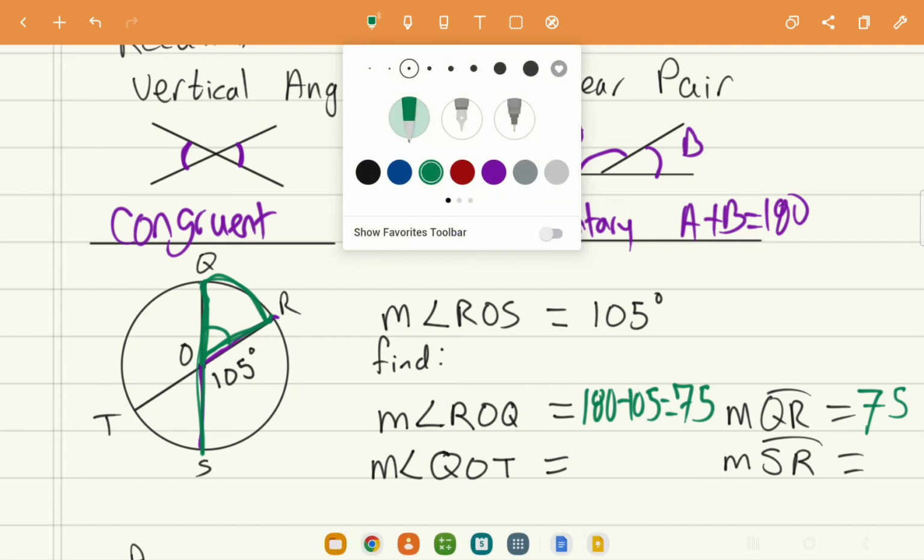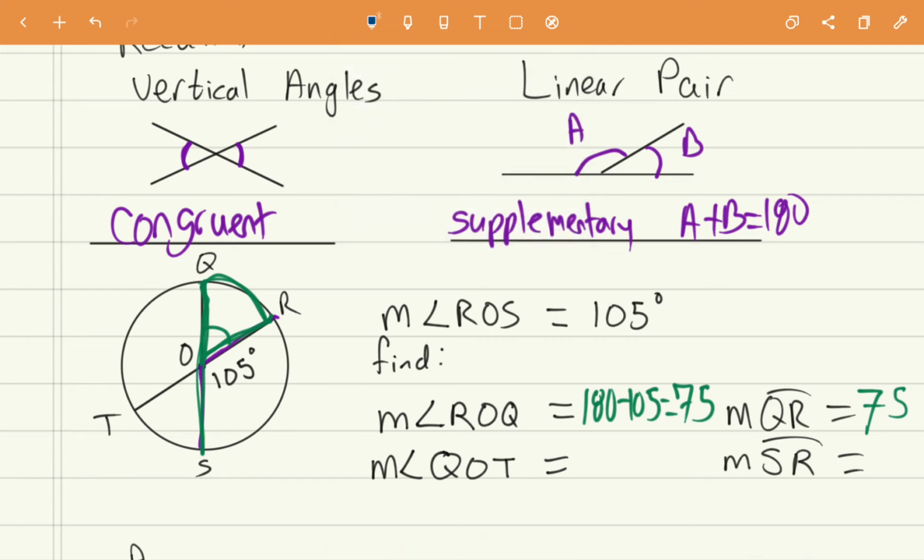Now we have measure of QOT, which is this angle right here. Notice it's a vertical angle to our original angle, which makes it 105. Now we are also looking for SR, this one right here. That is equal to 105.